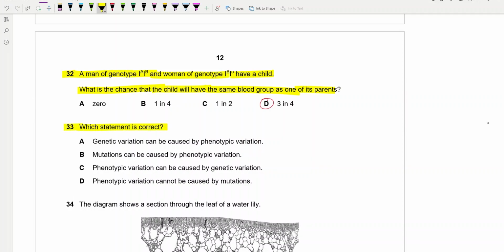Question number 33. Which statement is correct? Option A, genetic variation can be caused by phenotypic variation, which is wrong. Option B, mutations can be caused by phenotypic variation, again wrong. Option C, phenotypic variation can be caused by genetic variation, which is correct. Option D, phenotypic variation cannot be caused by mutations, which is also wrong. So the correct option would be option C.